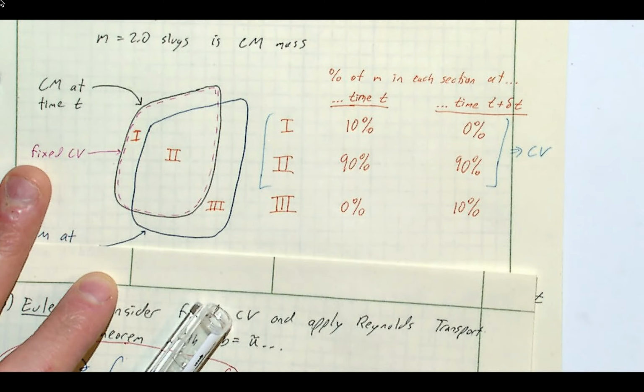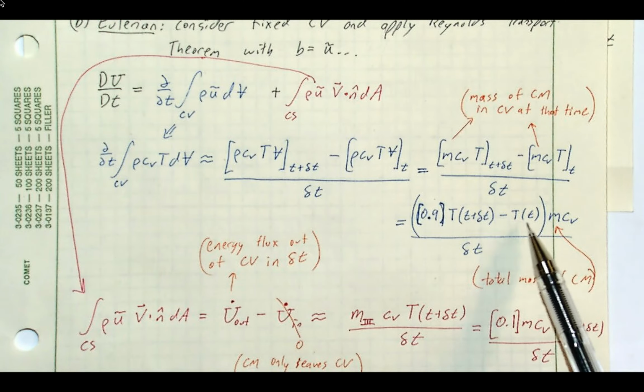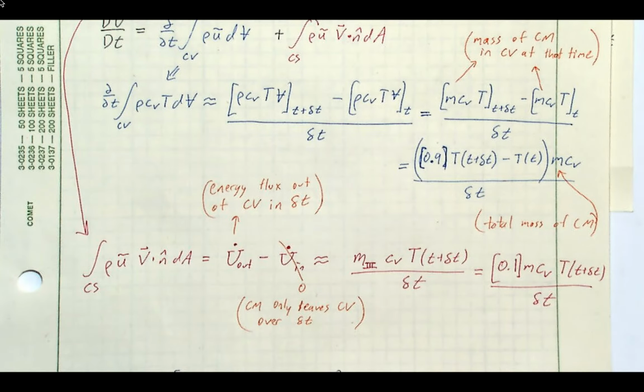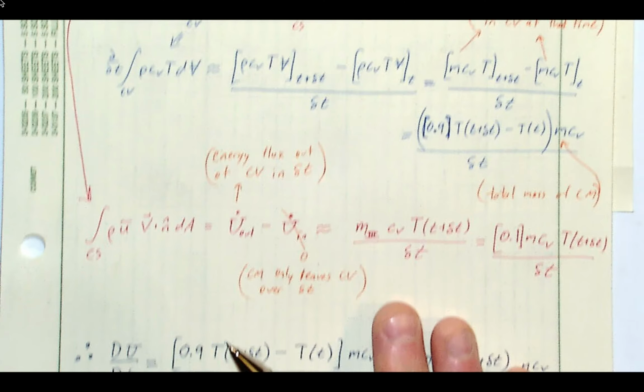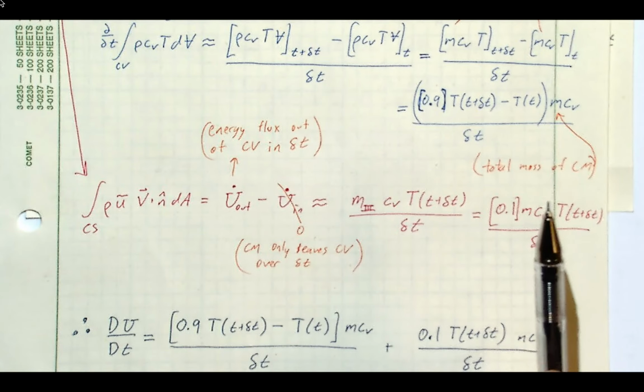So that makes up our CV. This is outside our control volume. All right, so we have 90% of the mass at T plus delta T times the temperature at T plus delta T, minus all of the mass times the temperature at the original time T. And then, by writing this 0.9 and a factor of 1 out front here, we're able to pull the mass in the CV out. All right, and at that point, we'll move on. We'll plug in numbers later. Noting here that this little m is the total mass of the control mass.